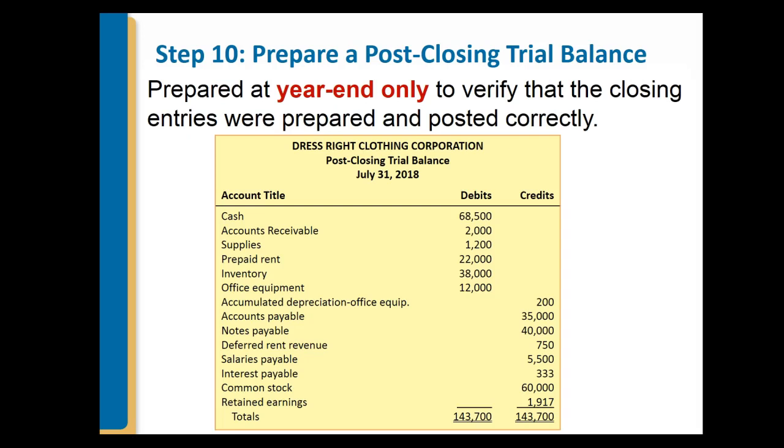You see on this slide the post-closing trial balance, and you'll see that the only accounts that show up are the permanent accounts, the accounts in the balance sheet: the assets, the liabilities, and the stockholders' equity section of common stock and retained earnings. There would be no temporary accounts whatsoever in the post-closing trial balance.